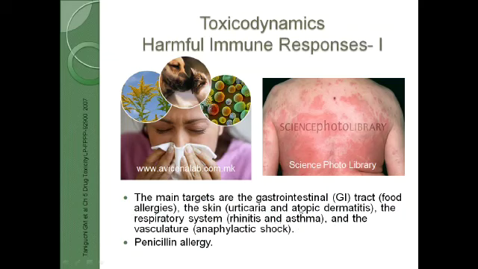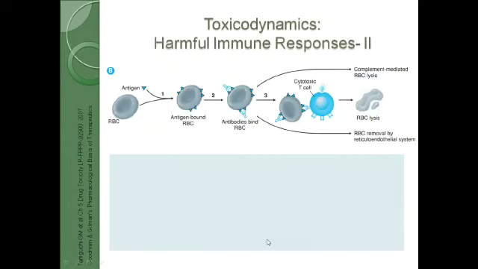The example for type 1 hypersensitivity reactions is penicillin allergy, and the main targets are the gastrointestinal tract, food allergies, the skin, urticaria, and atopic dermatitis, and the respiratory system, rhinitis, asthma, bronchoconstriction, and the vasculature.